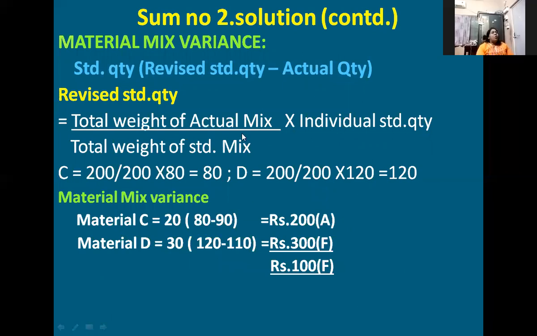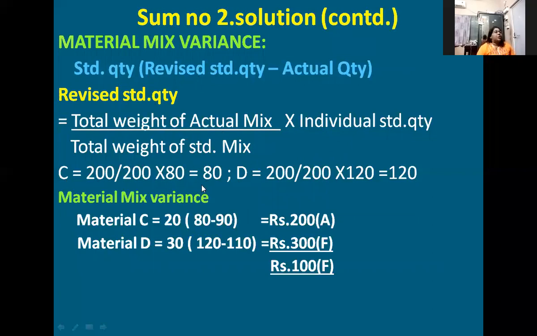Okay. And one more variance we can calculate in this problem. That's what they ask you to calculate, possible material mix variance. So this is new to you. Look at this formula. Standard quantity has to be multiplied with revised standard quantity, actual quantity. So for the mix variance you need this term, revised standard quantity. To calculate the revised standard quantity, have this formula: total weight of actual mix divided by total weight of standard mix, the whole multiplied by individual standard quantity. So make use of this formula to calculate the revised standard quantity for C and D separately.